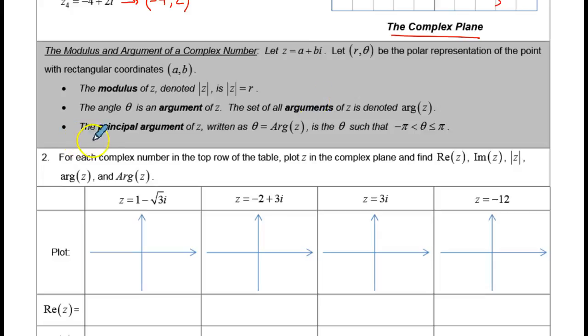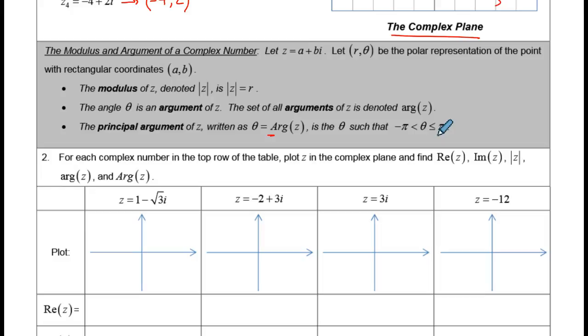Let's move on. The principal argument of z is written as theta equals Arg z. Notice now this one is capitalized, so we really have to emphasize the Arg. Theta equals Arg of z is the theta such that theta falls between negative pi and less than or equal to pi. So I want to talk about this for a minute. What the heck's the difference between an argument and a principal argument?